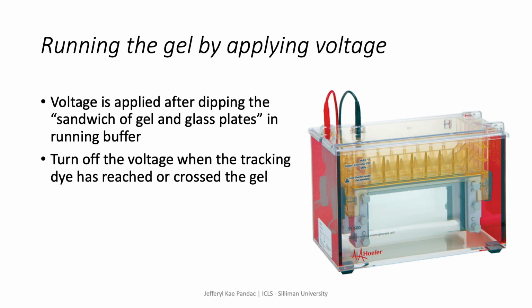So after applying the sample and the ladder into the wells, we then run the gel by applying the voltage. A voltage is applied after dipping the sandwich of gel and the glass plates in running buffer. It is important to always turn off the voltage when the tracking dye has reached or crossed the gel. This lets you know that your separation of proteins is almost complete. So the gel is further processed for the subsequent analysis, such as Coomassie blue staining.